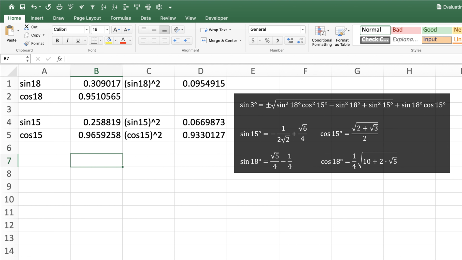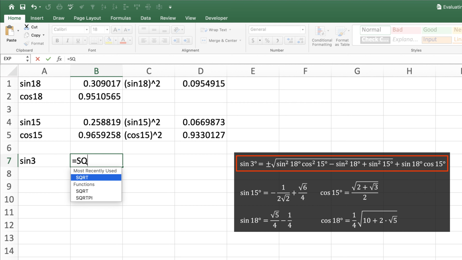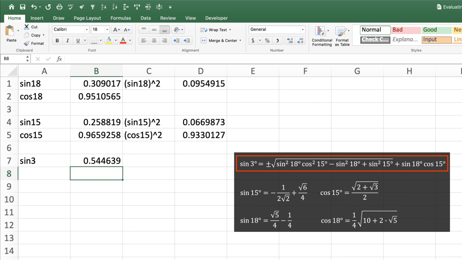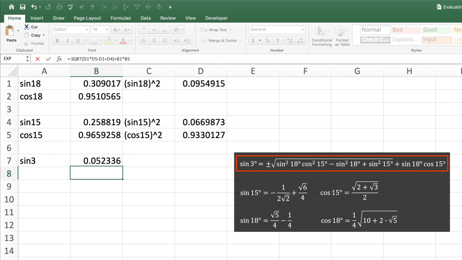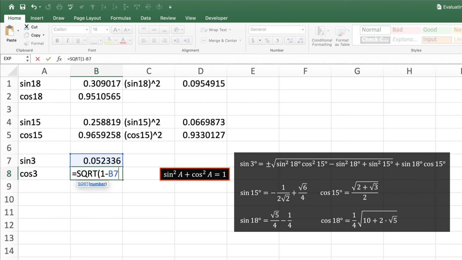Okay, now sin3 equals to, according to this big formula, square root of sin18 squared times cosine 15 squared minus sin18 squared plus sin15 squared, then plus sin18 times cosine 15. Note that it is 0.54, so we should pick the minus 1. Cosine 3 is 1 minus sin3 squared, then take square root of that.